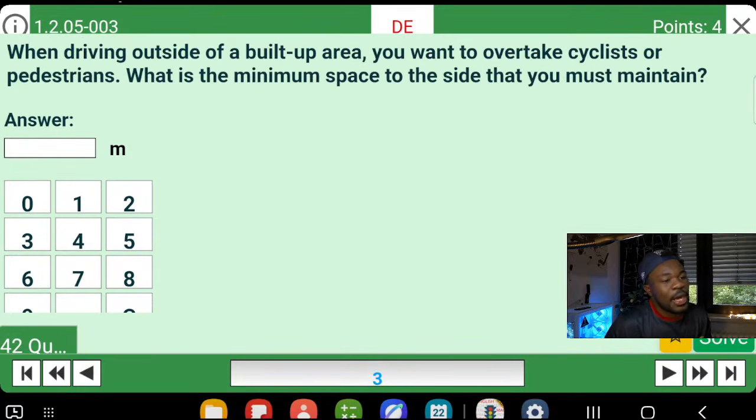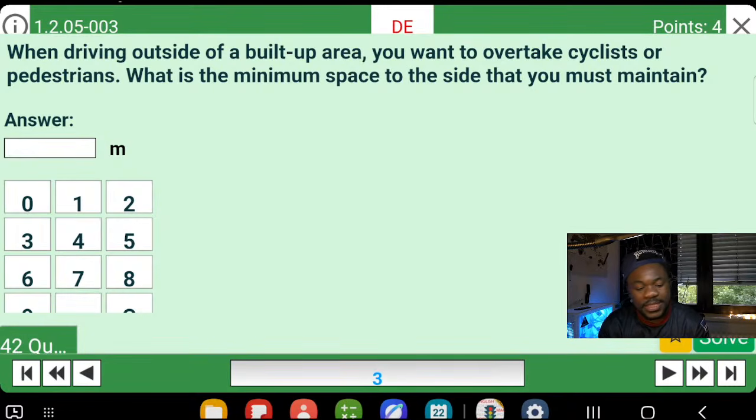When driving outside of a built-up area, you want to overtake cyclists or pedestrians. What is the minimum space to the side that you must maintain? Remember, we have built-up area and outside built-up area. In this case, they're talking about outside built-up area. You want to overtake a cyclist or a pedestrian. What is the minimum space you must maintain? So the answer here is 2 meters.